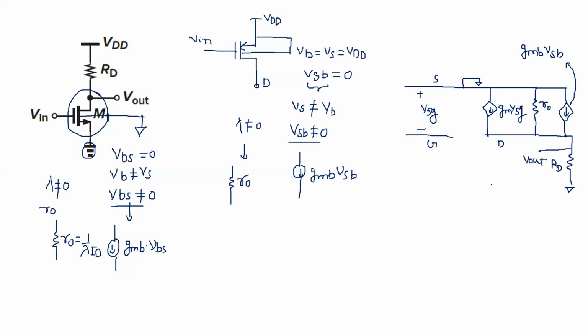So we can see here one thing, that I have written VSB in case of PMOS, but I was writing VBS in case of NMOS.